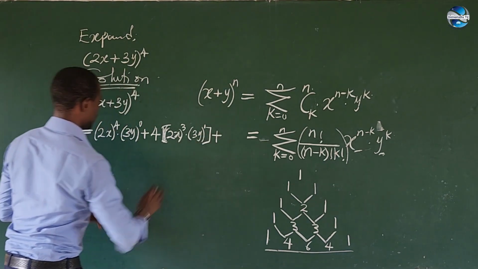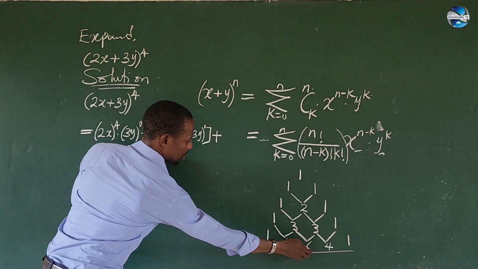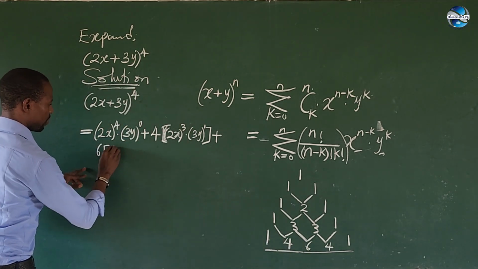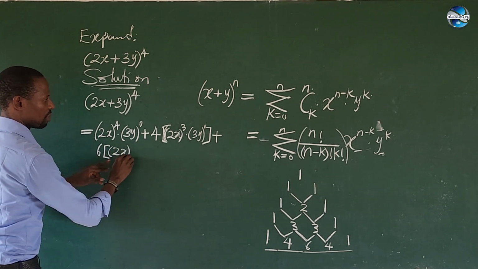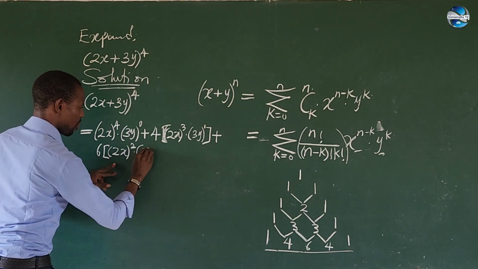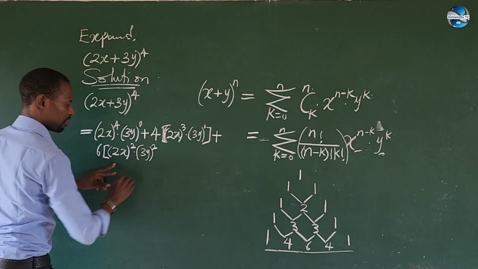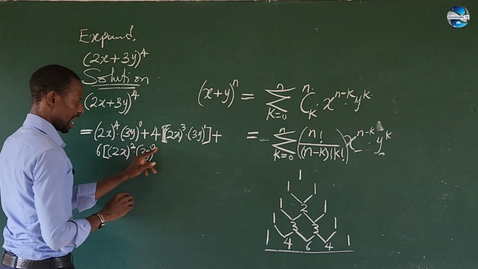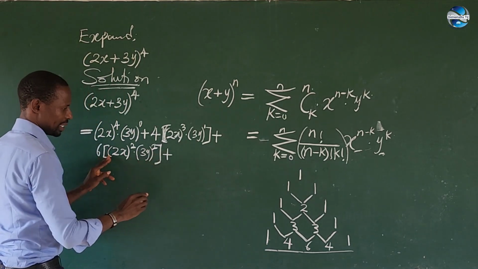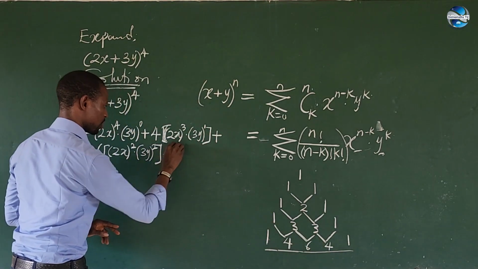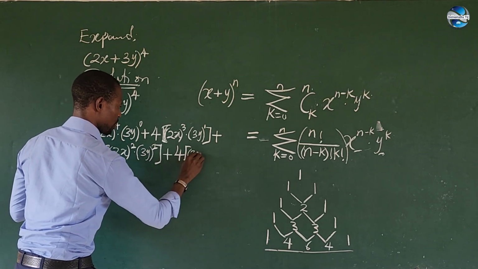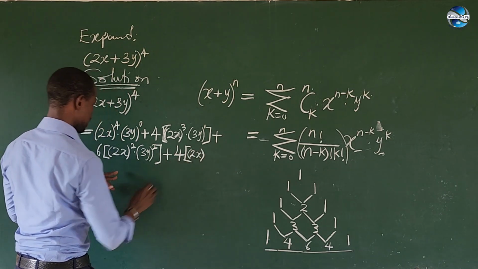Then plus, we come to the third term. So we have 6 into the square bracket of 2x all to the power of 2, bracket 3y all to the power of 2. Again, we have 4 if we add this together. Close the bracket, then plus the next term, where the coefficient is 4. So we have 4 into our square bracket, our 2x, bracket open.